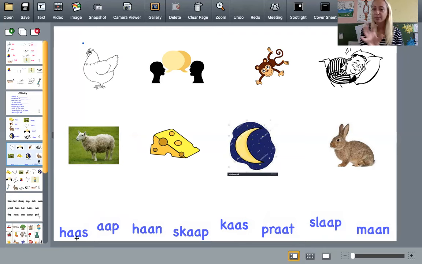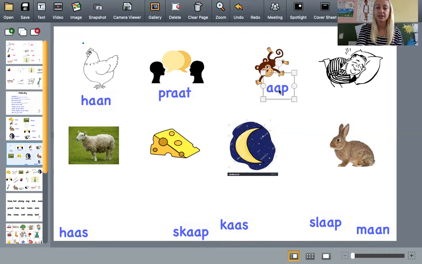At the bottom, we have all the words jumbled up. We have haas, aap, haan, skaap, kaas, praat, slaap, maan. Okay, so shout out if you know the word in Afrikaans for the rooster. Which one is it? And I will give you the answer. It is a haan. And shout out again if you remember which one of these words at the bottom matches with the picture for talking or speaking. It is praat.